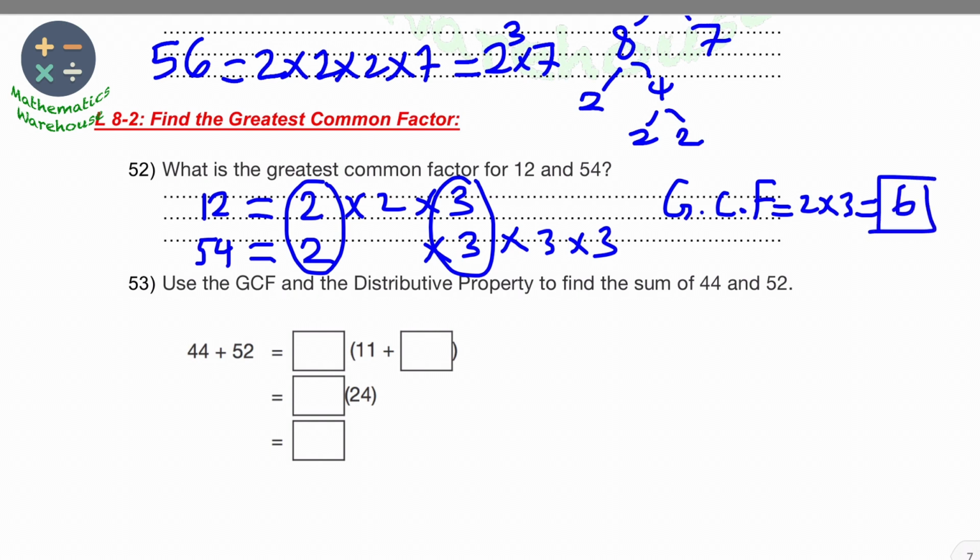Next question, use the greatest common factor and distributive property to find the sum of 44 and 52. As we know, the greatest common factor between 44 and 52 is 4. So if we take 4 as common factor, 44 is 11 times 4 and 52 is 13 times 4. Now we can add 11 plus 13 equals 24, so it's 4 times 24, which is 96.